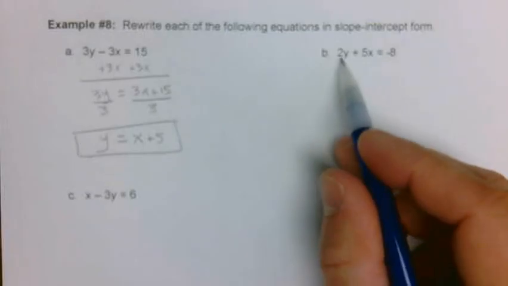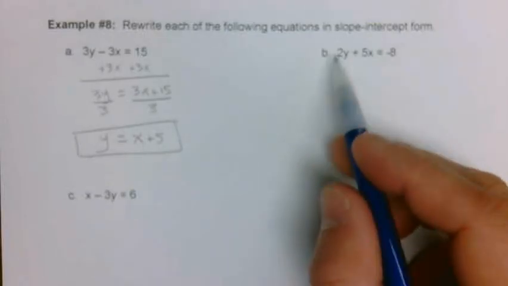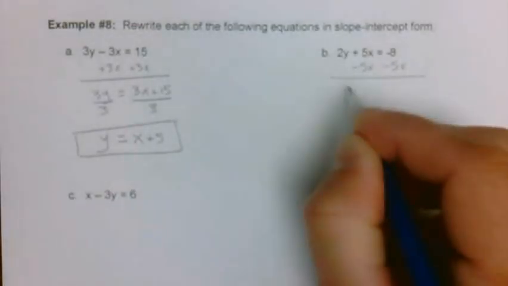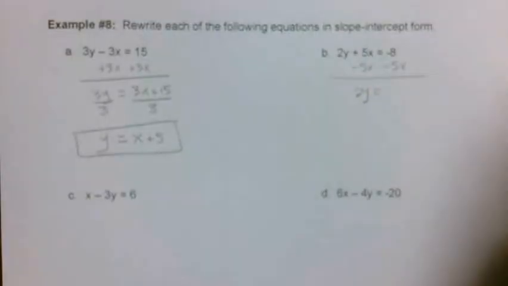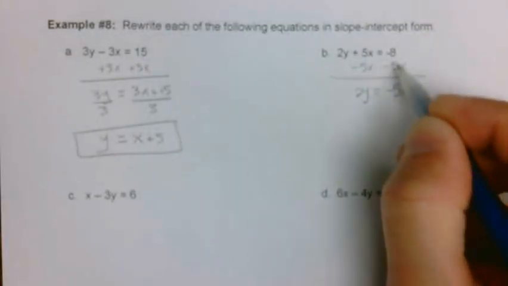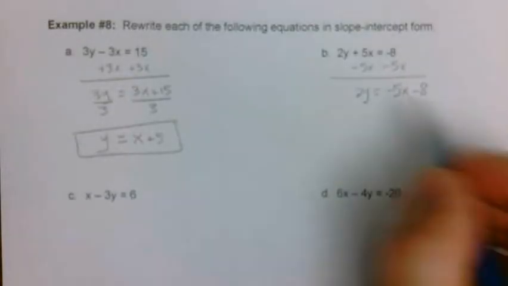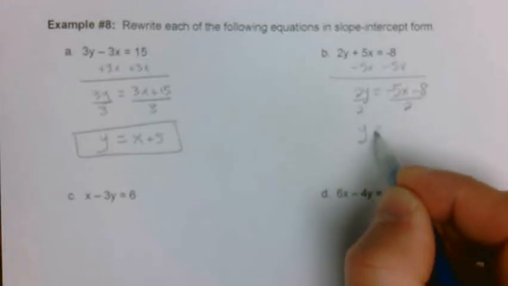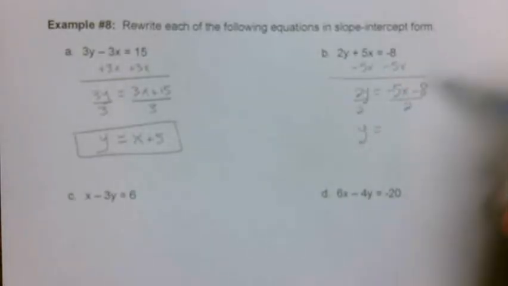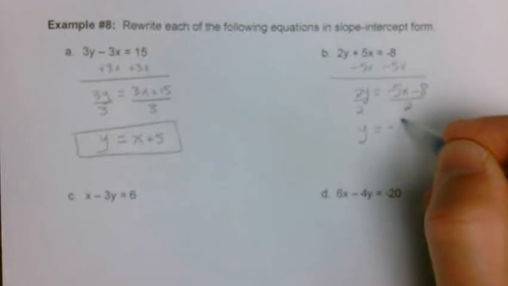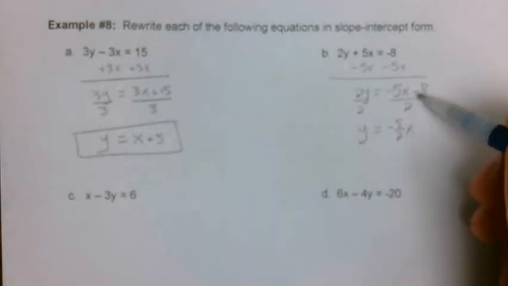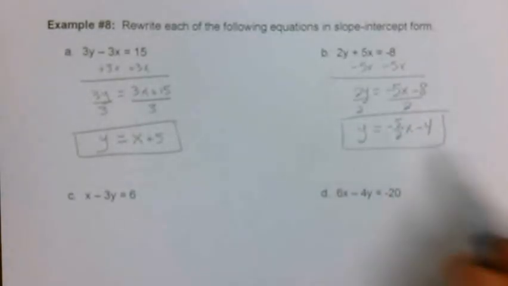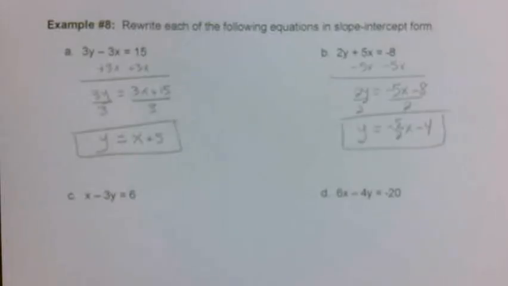In example B, 2y plus 5x equals negative 8. Let's get the y all alone. We'll subtract 5x to start on each side. That leaves us with 2y on the left, and it equals negative 5x minus 8. Now we'll divide each side by 2. 2y divided by 2 is y, and it equals negative 5x divided by 2 is negative 5 halves x. Negative 8 divided by 2 is negative 4. So our equation, y equals negative 5 halves x minus 4.